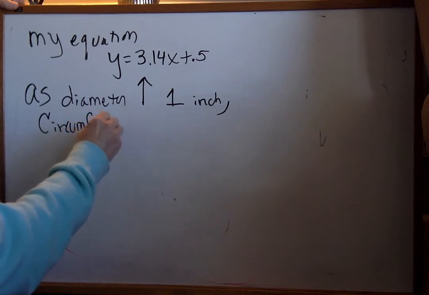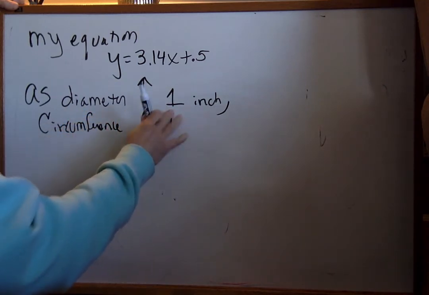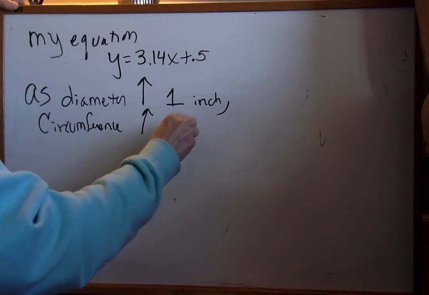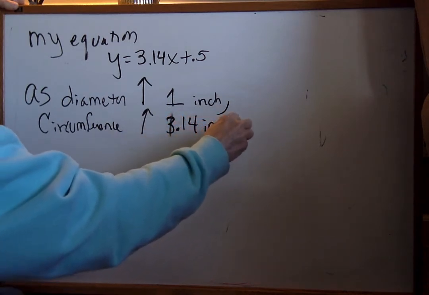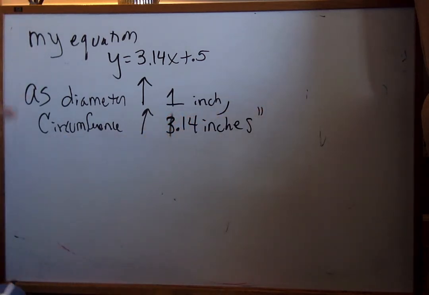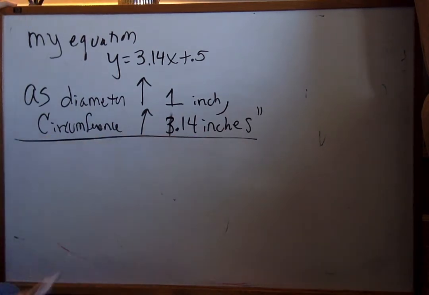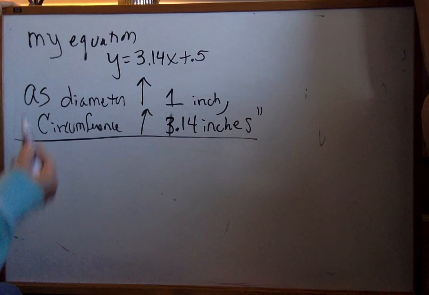circumference increases 3.14 inches. Okay, we know this anyway, but just applying it to the problem, I put in all the pieces. This is what I call the foundational sentence. I used the 1 and I used the slope because that just comes from my slope formula. At this point, because it's proportional, that's what slope is, you are welcome to tweak it.